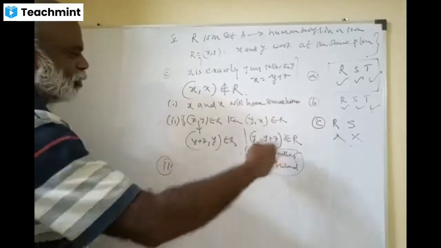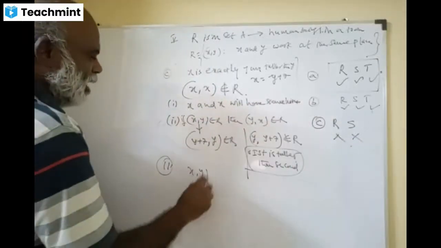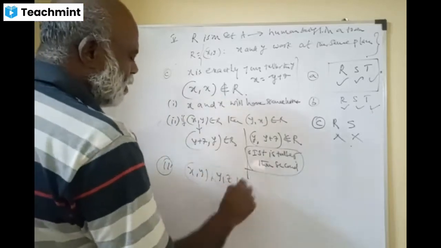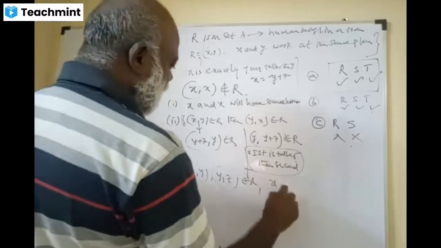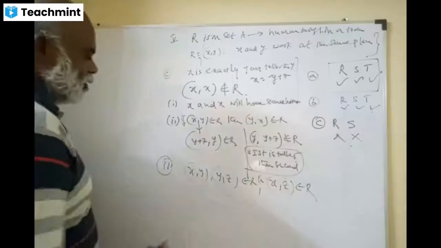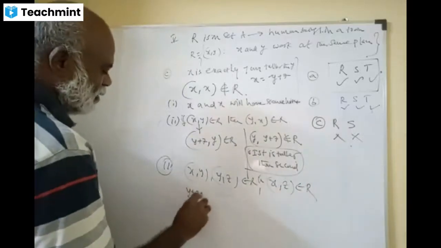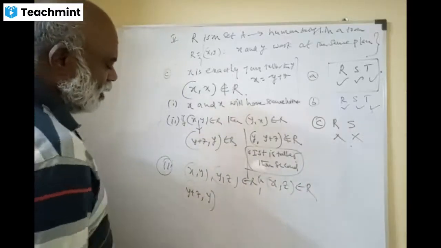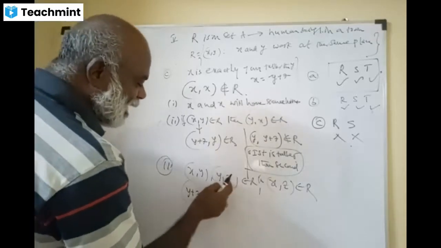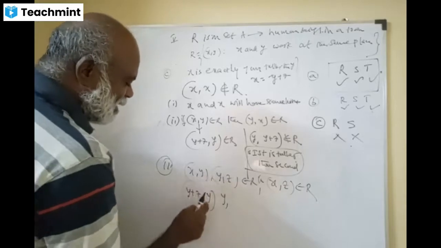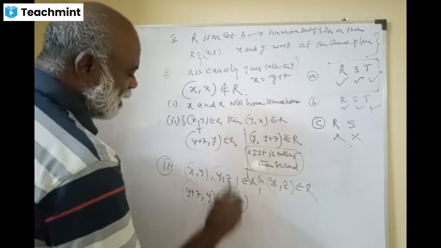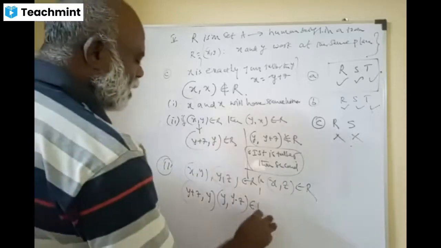Third one, same story, follow it. XY belongs to R, and YZ belongs to R. Can you say that XZ belongs to R then? So the first one is Y plus 7 comma Y. Y is Y. Z should be 7 centimeters smaller than the first one. That means this becomes Y minus 7. They both belong to R.